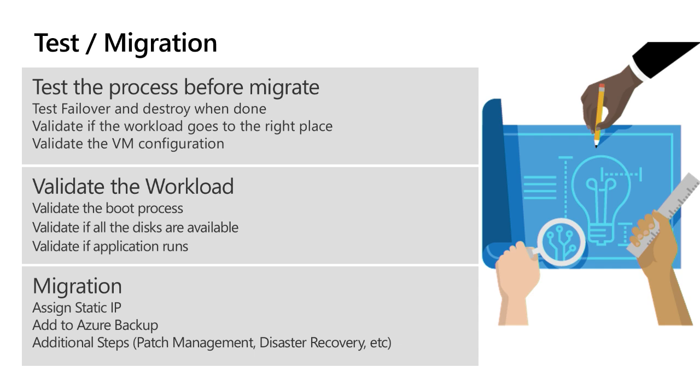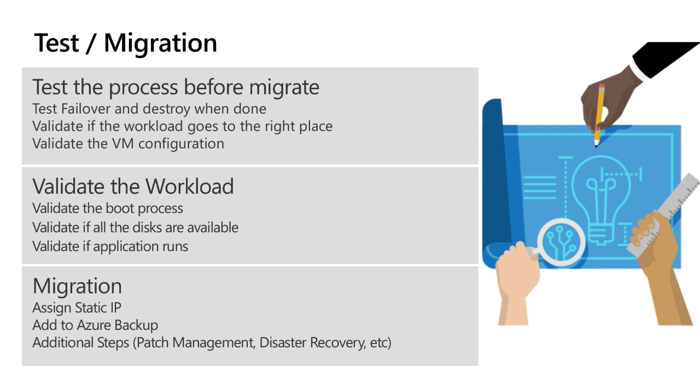Migration. When you do the migration, don't forget to assign a static IP. This sounds very basic, but a lot of people don't do that, and now they have a dynamic IP. When you're doing the patching or something like that, the IP becomes unavailable or changes, and now your application stops working. And it's not only that. If you have load balancers and application gateways, it's a problem that you have to address. So, static IP.